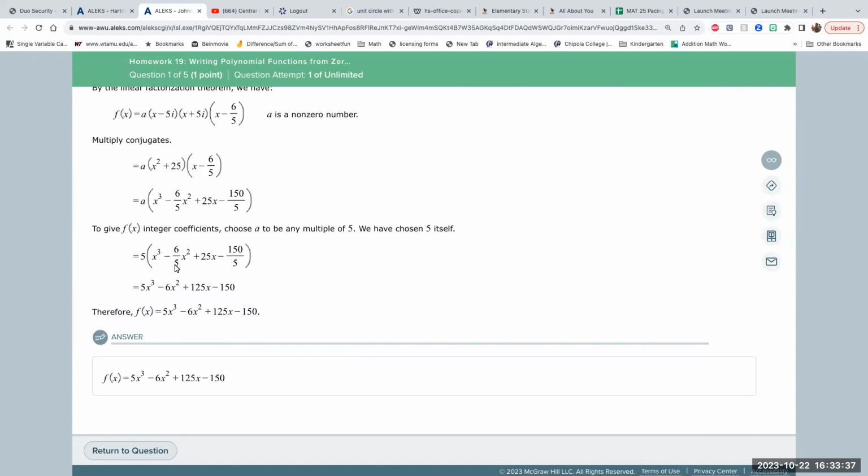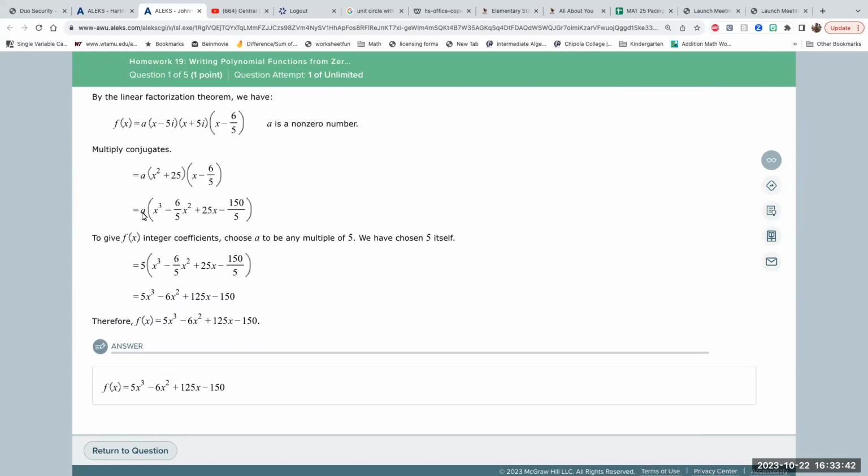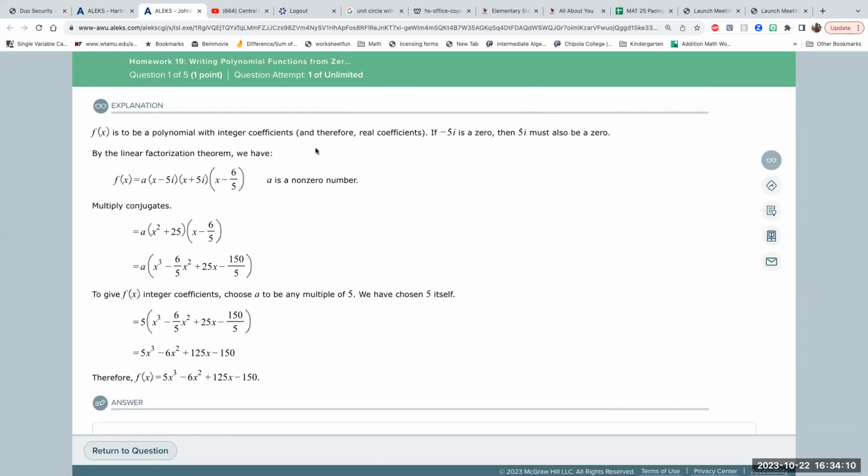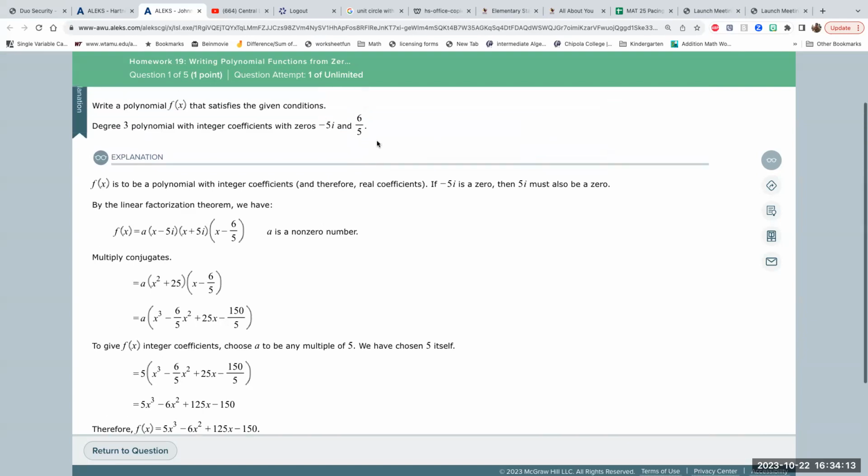So see how we have a common denominator here, it's 5. So what we do is we choose any number for this a. The reason they choose 5 is so that it could cancel all our fractions. So we distribute that 5, we get 5x to the third. This 5 and this 5 will cancel, so it leaves you with that 6. 5 times 25 is 125. This 5 and this 5 will cancel. It leaves you with that 150. So this is our polynomial here that satisfies all those conditions that were up there. All right, so there's number 1.